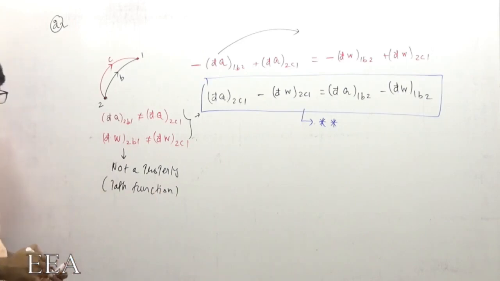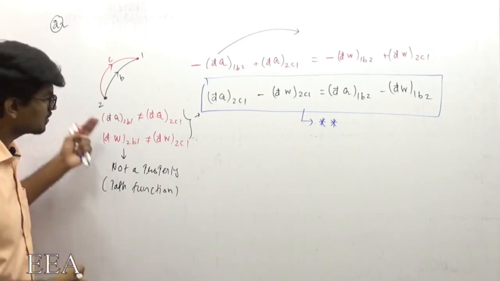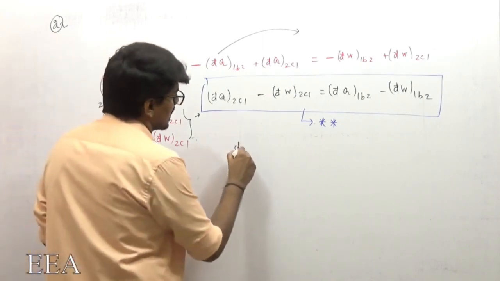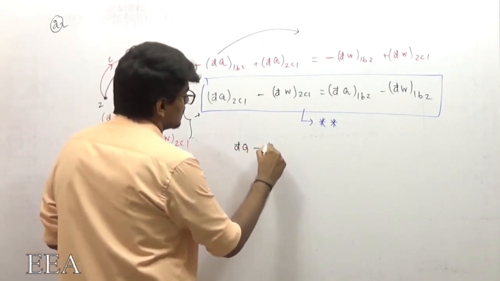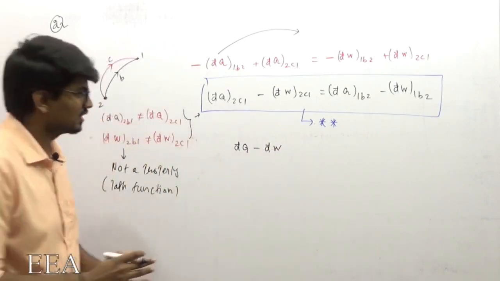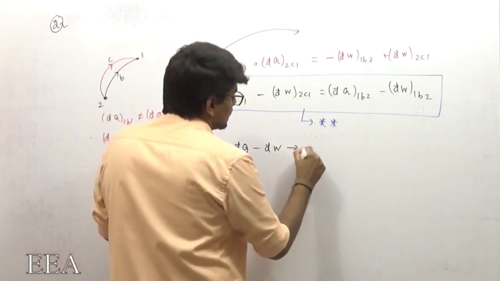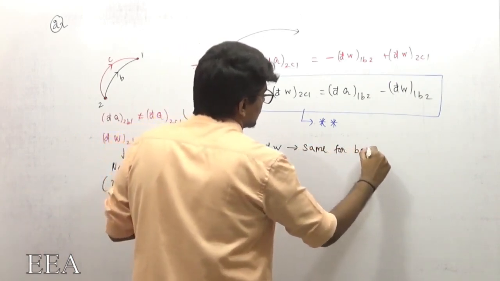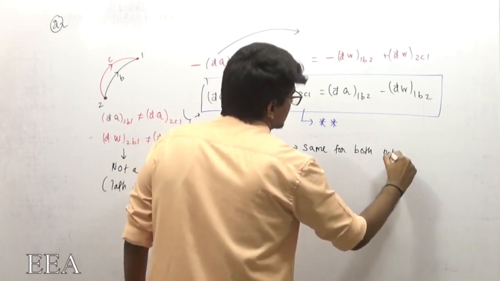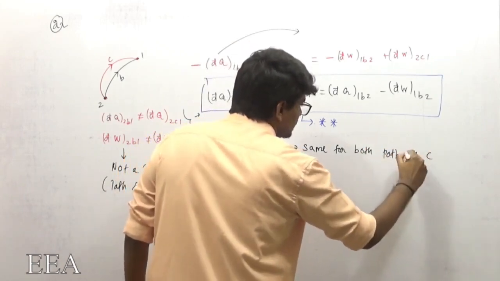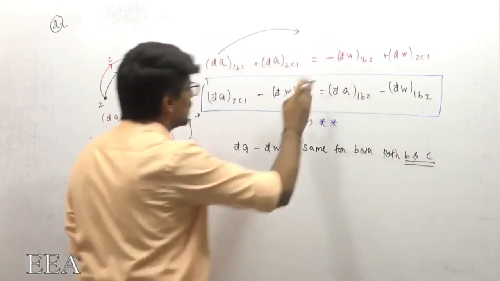But if I find the difference of these two, that is d'q minus d'w, which is nothing but the difference of heat transfer and work transfer, it is the same for both path B and C. This is what we are getting from this small derivation.